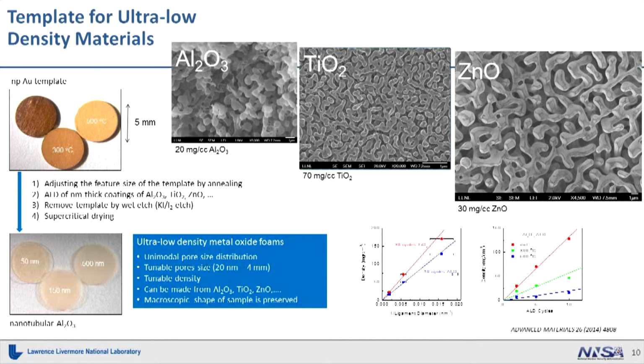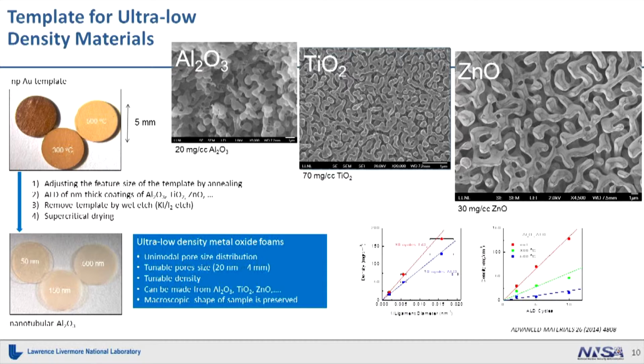So what you see here in the upper left corner is the nanoporous template, heat treated at different temperatures. That's why it shows a different color. If you take this template and then coat it with different materials and etch out the core, we have this unique nanotubular material at different feature sizes. And we can easily switch the material that we coated by switching to a different ALD process. The images that you see in the upper line are nanotubular materials for alumina, titanium, and zinc oxide.